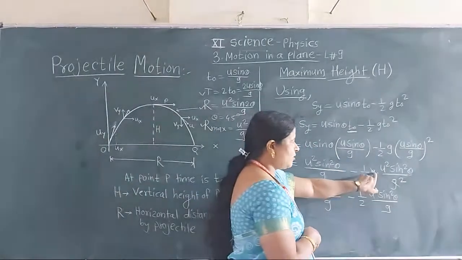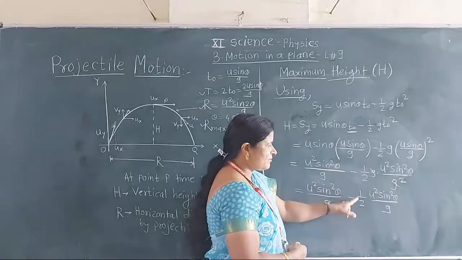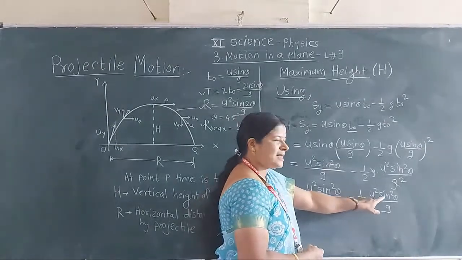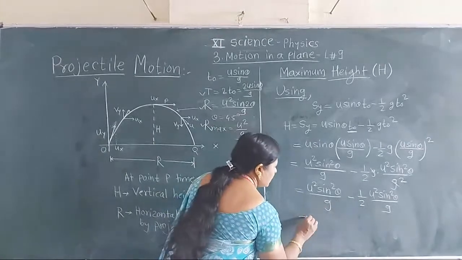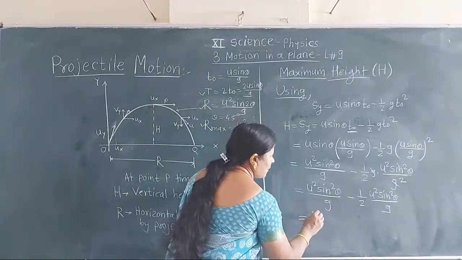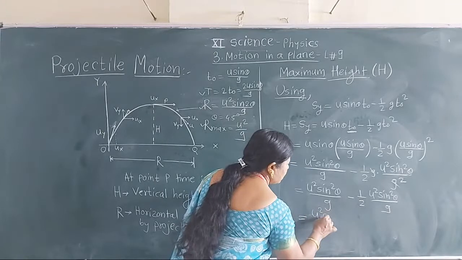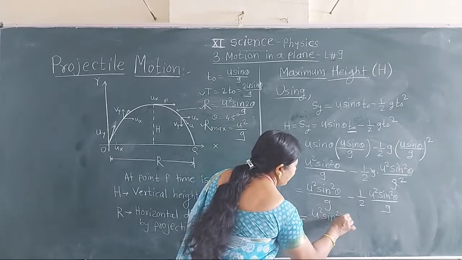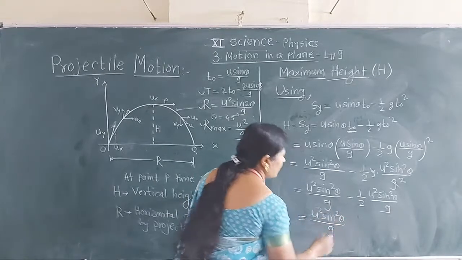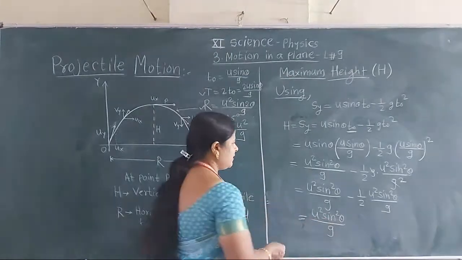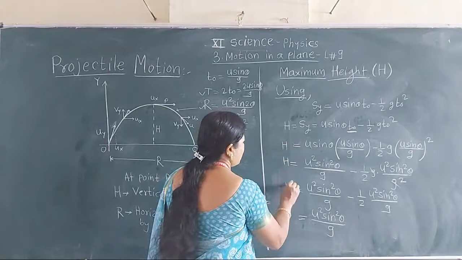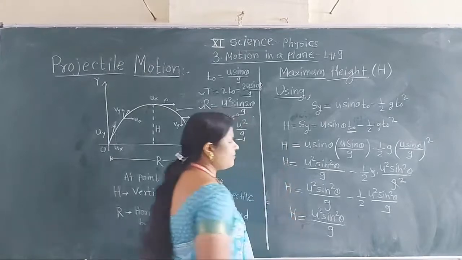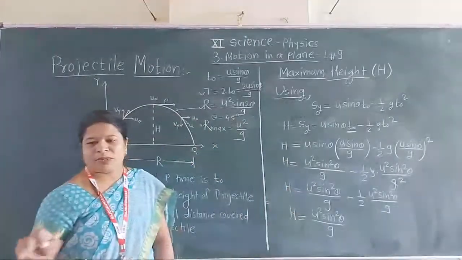One g cancels, so we get minus 1/2 u square sin square theta divided by g. By subtracting this, we get u square sin square theta divided by g. This is the equation for maximum height of the projectile.